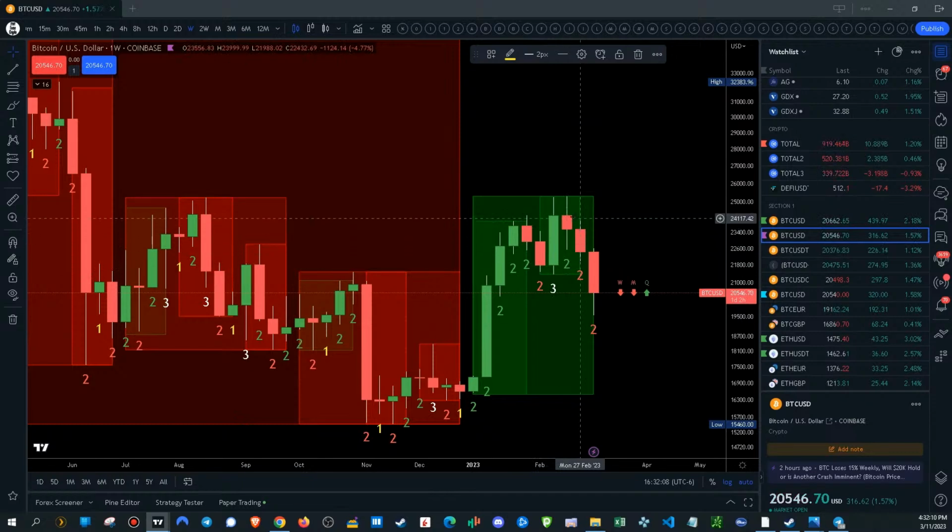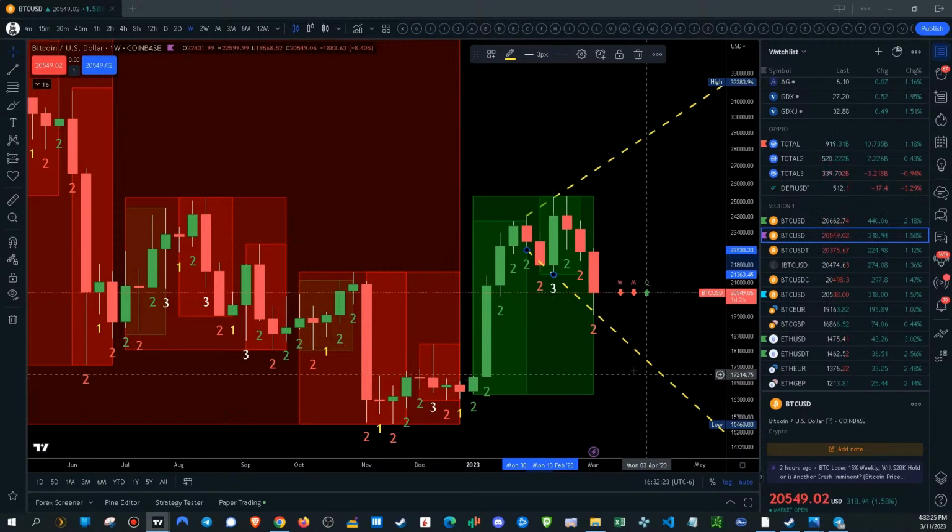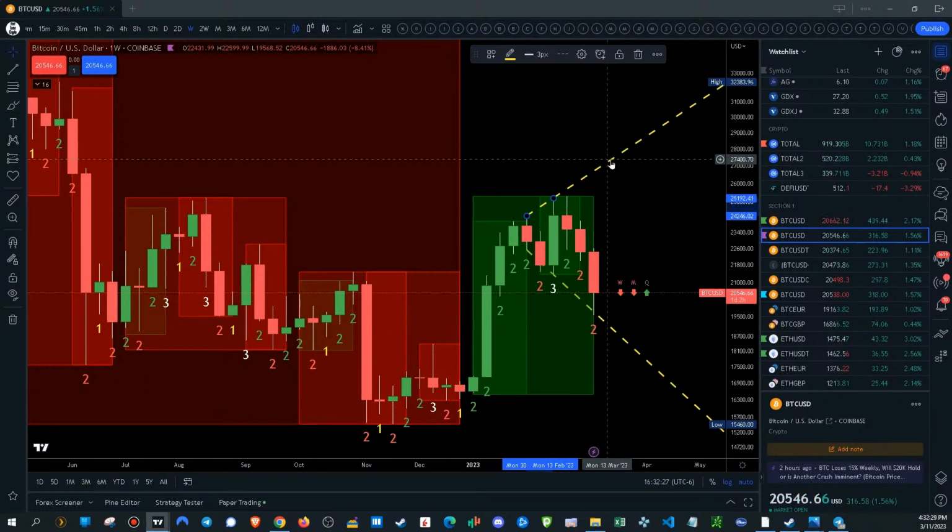And then here's a little signal. You had that outside bar. So they would have drawn what they call the broadening formations here, like this, something like that. And we did hit down there. So now, do we rebound?